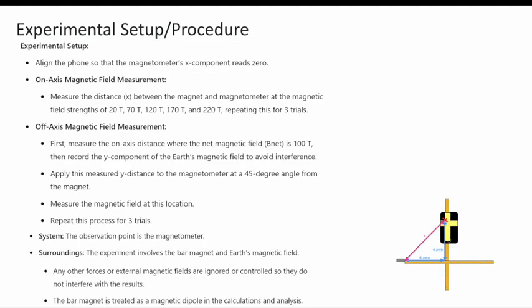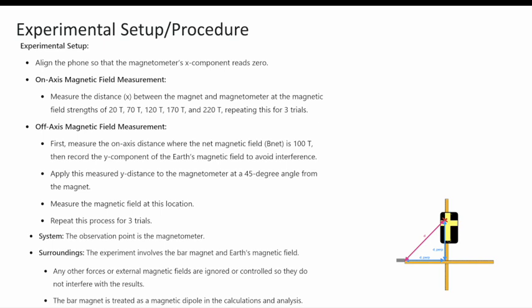The experimental setup and procedure. For the setup, we aligned the phone so that the magnetometer's x component reads 0. We took the on-axis magnetic field measurement by measuring the distance x between the magnet and the magnetometer at magnetic field strengths of 20, 70, 120, 170, and 220 microtesla, repeating this for 3 trials.